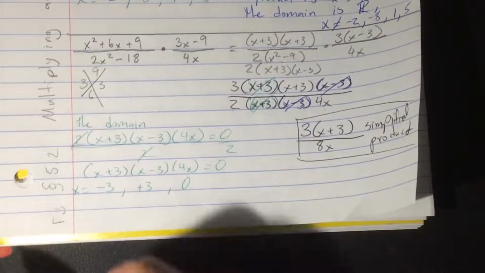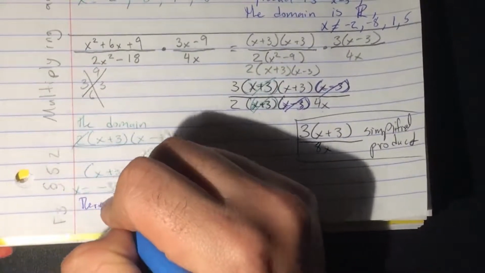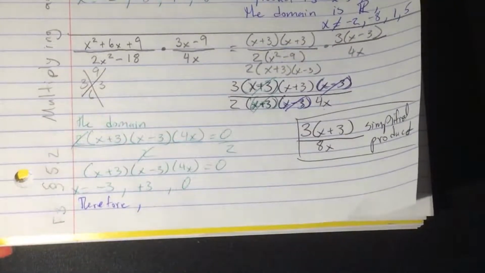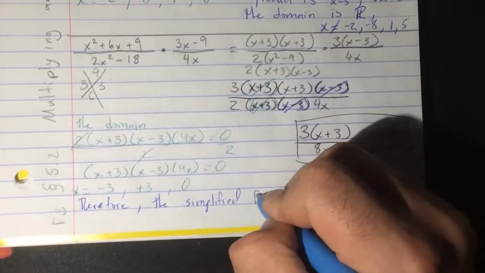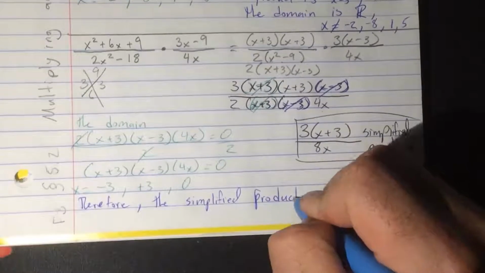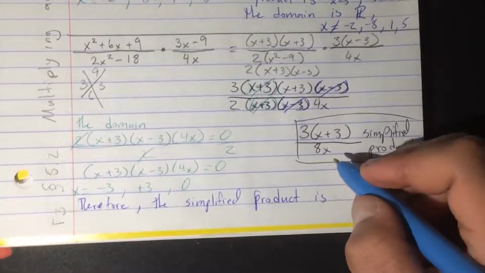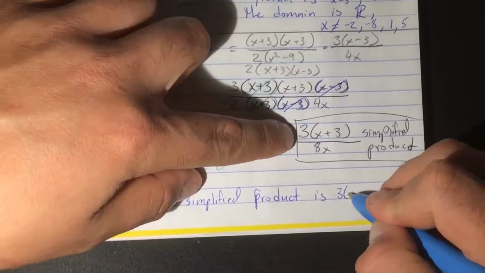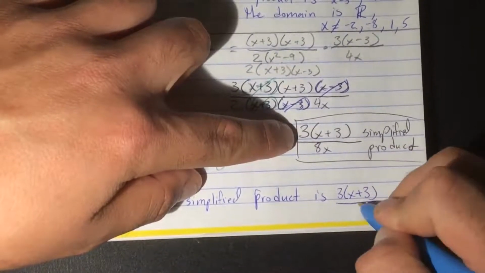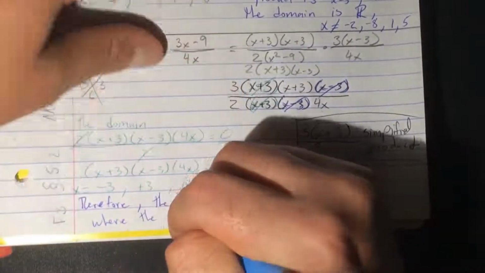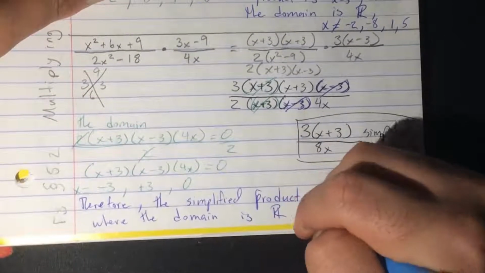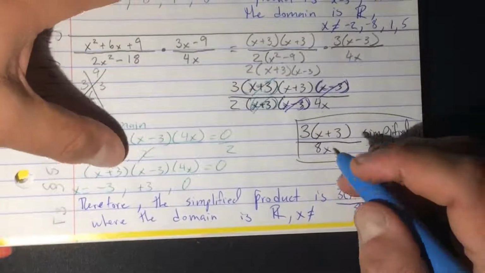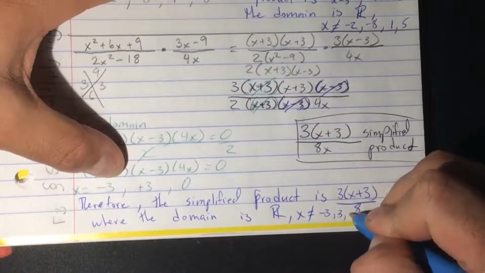Okay, so now we can do our therefore. Therefore, the simplified product is 3 times x plus 3 over 8, where the domain, sorry for blocking it with my hand, is all real numbers except that x cannot equal negative 3, 3, and 0.